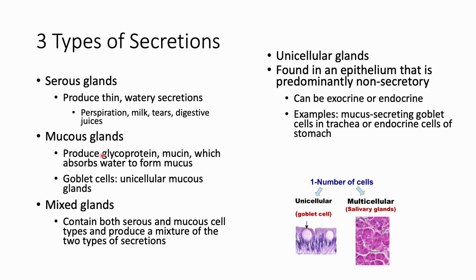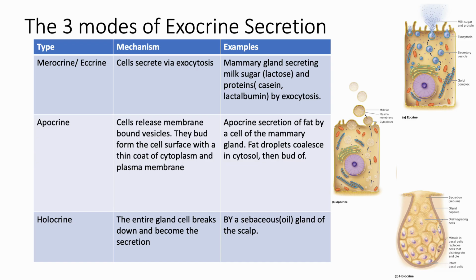Mucous glands produce a glycoprotein mucin, which absorbs water and forms mucus. And we already saw an example of a mucus gland, which is our goblet cell. This is an example of a unicellular mucus gland. And we can also have mixed glands, which contain both serous and mucus cell types. And yes, so that's what you need to know.